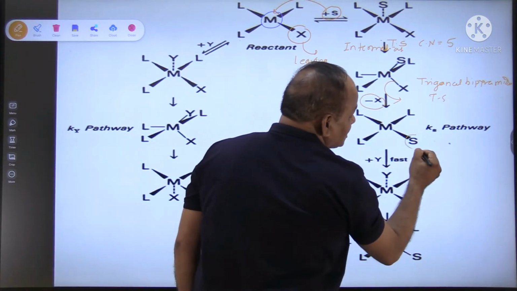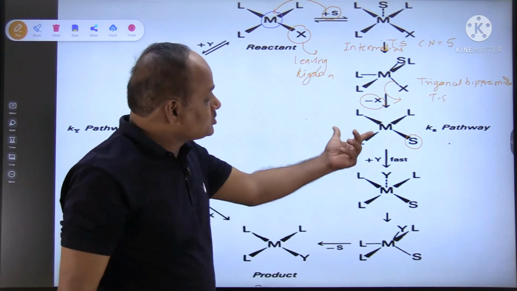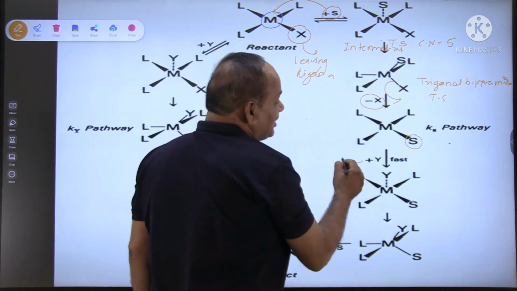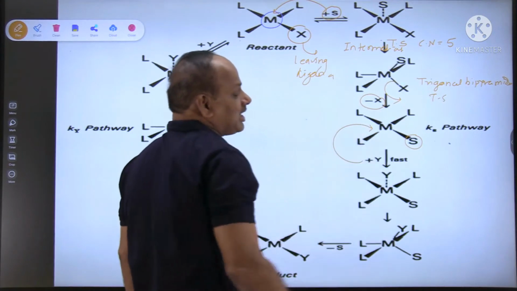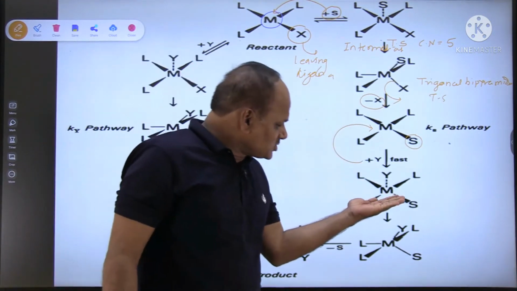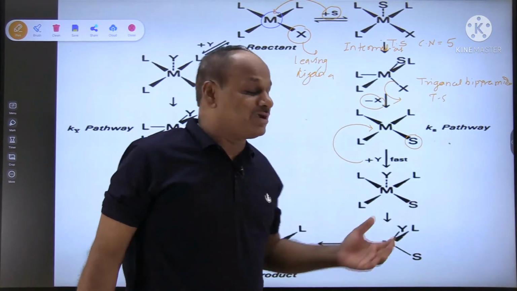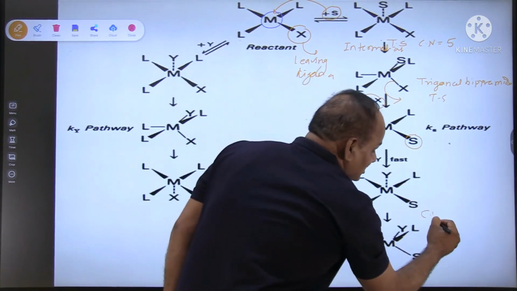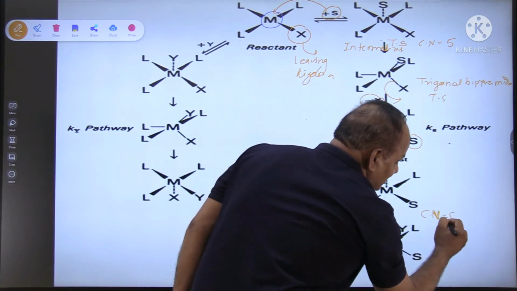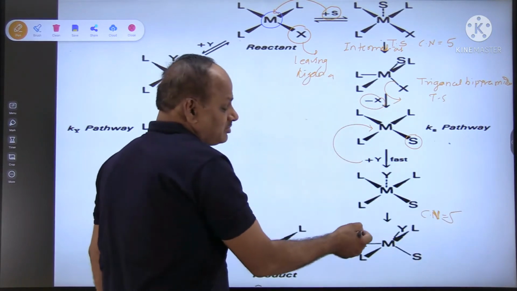Here S means solvent, so this is the solvent substituted complex. After that, the incoming nucleophile will attack the central metal ion, and you will get a square pyramidal geometrical transition state, which also has a coordination number of 5.